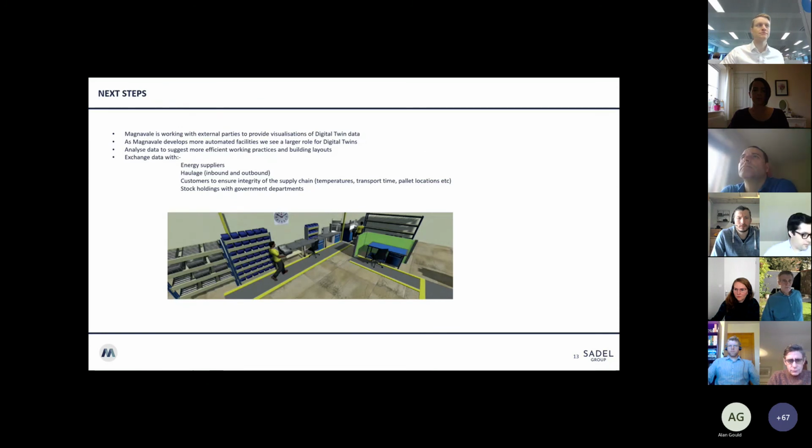For next steps, we're working with external parties to provide visualizations of the digital twin data. As Magnavale develops more automated facilities, we see a larger role for digital twins, especially with assistance in designing layout of new facilities and to determine more efficient work practices. We can also look to exchange data externally, sharing data with energy suppliers, haulage providers, and customers to ensure integrity across the supply chain. In light of COVID-19, we could also share stock holdings with government departments so they could work out how much stock holding is in the supply chain.